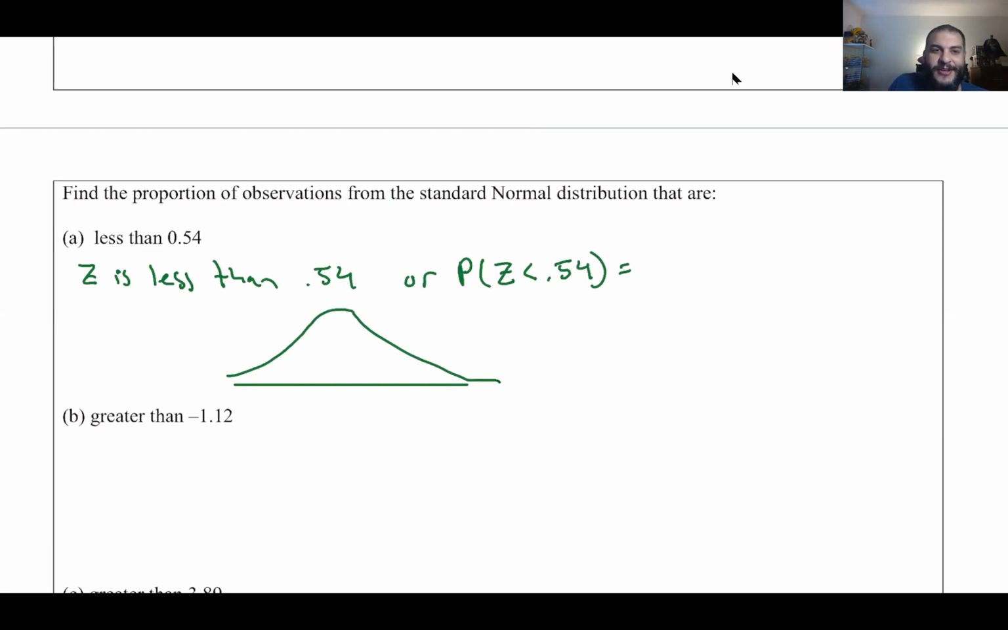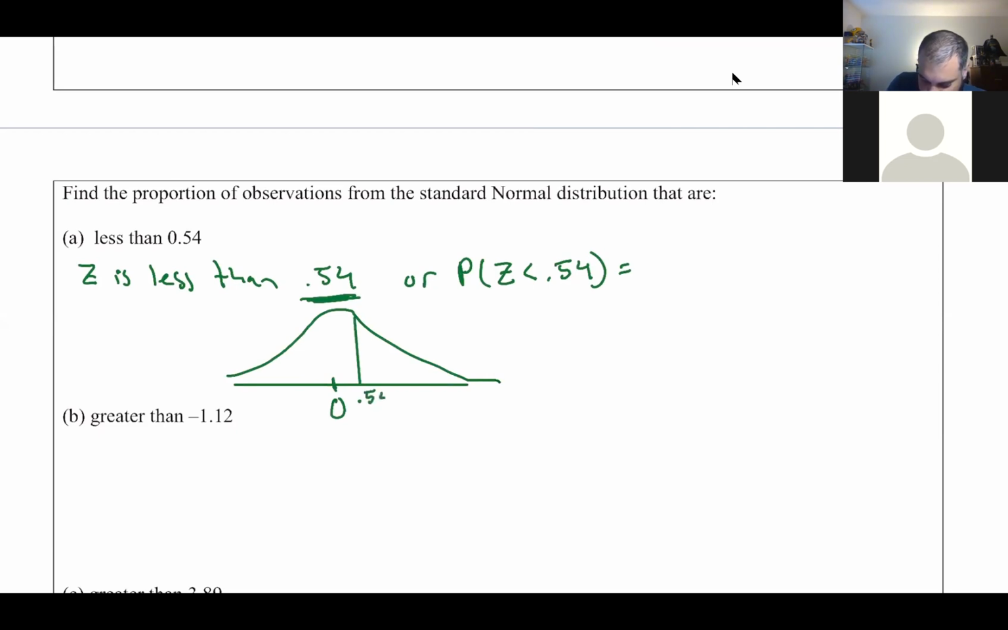All right, so just know for the standard normal distribution, the middle will always be 0. So if I look at 0.54, where would it go in respect to 0? Would it go to the left of 0 or would it go to the right of 0? The right. Yeah, perfect. There you go, 0.54.